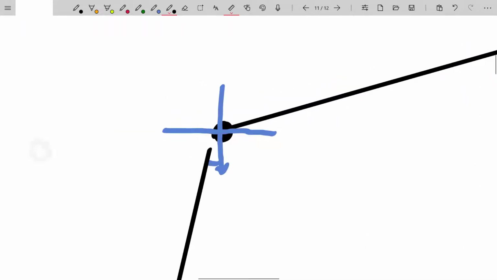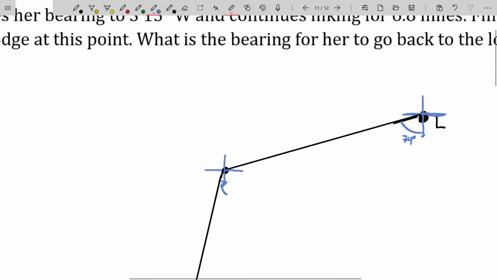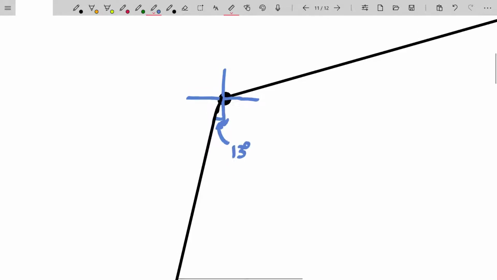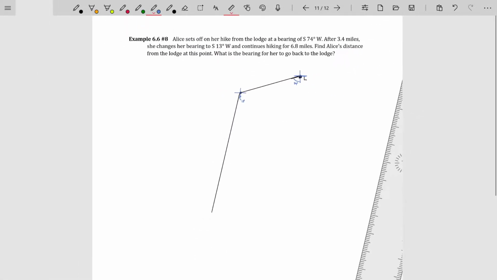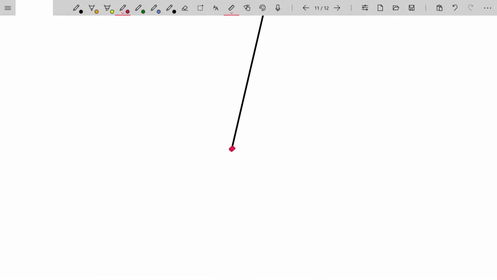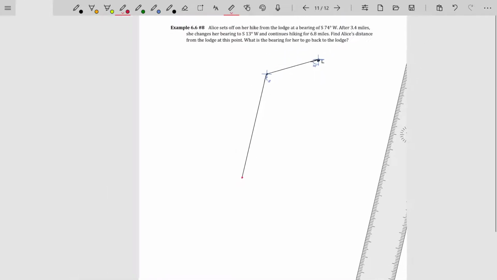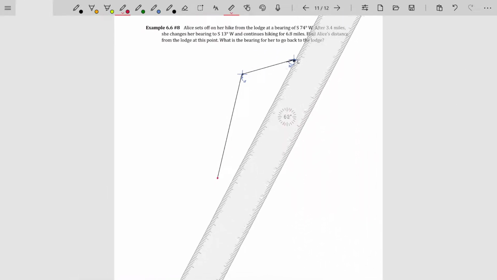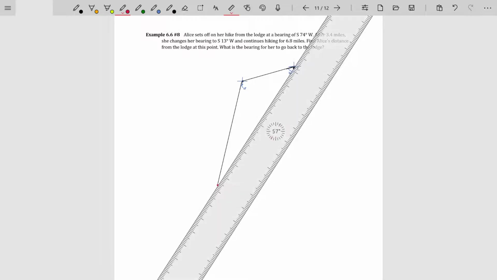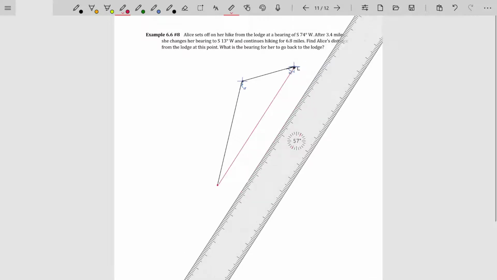So again, this angle right here in blue is south 13 degrees west. So that's a 13 degree angle right there. And the question is, when she arrives at this destination, which I'll plot in red right down here, how far is she away from the lodge? Let me go ahead and measure that out. I'm not going to measure that distance, by the way. I'm not going to use my ruler to find that distance. We're going to use mathematics. But we want to know what this distance is here in red.